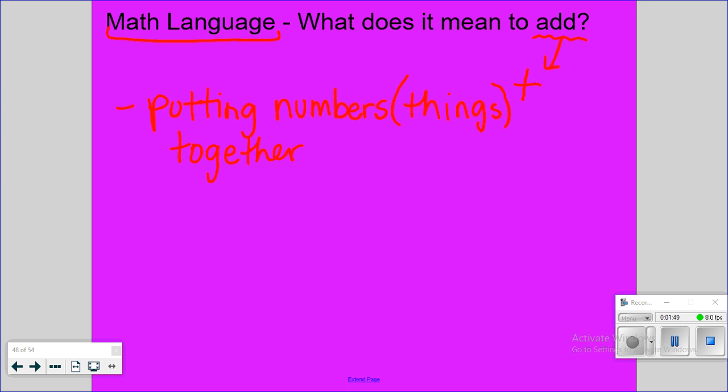Okay, what else does it mean to add? Think about what we've seen about adding on a number line. You guys have been adding since probably kindergarten. You don't know what it means? Okay, which direction? Forward. When we're adding, we're going to be moving forward on a number line.